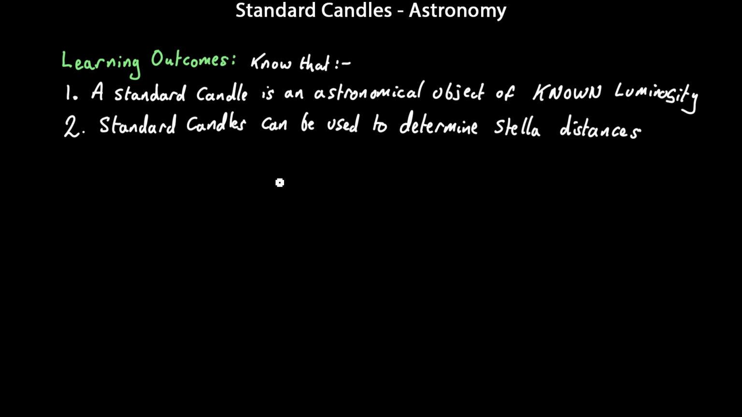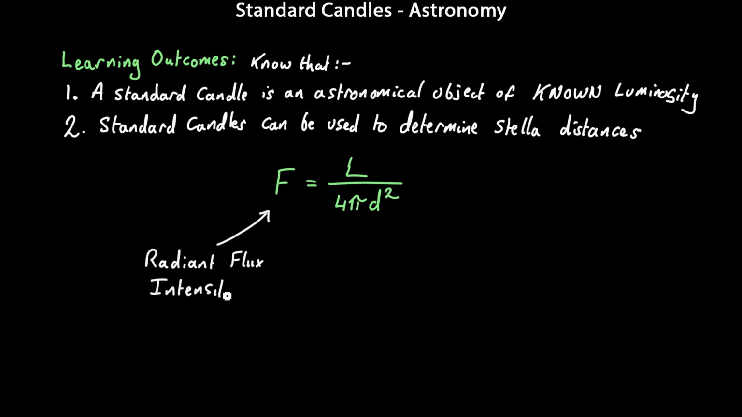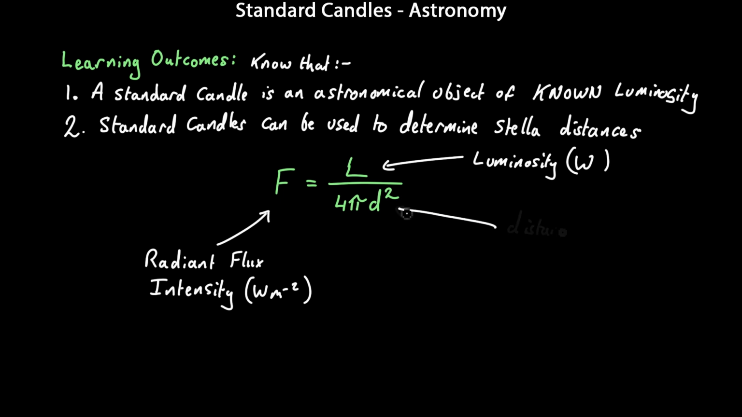So, a standard candle is a class of astronomical objects whose luminosity is known. And by using this luminosity and the object's observed brightness or apparent brightness, which we also call an object's radiant flux intensity, we can then use this formula here to start measuring cosmic distances to various astronomical objects.